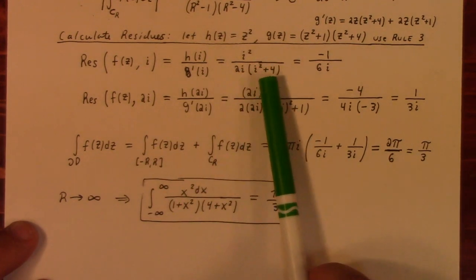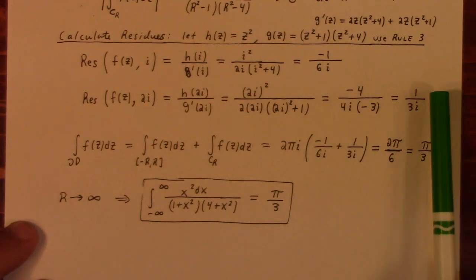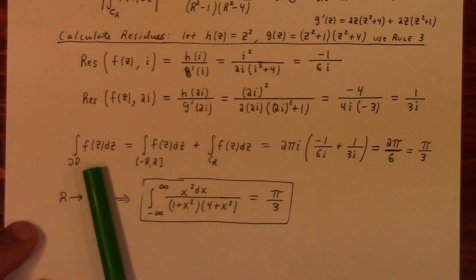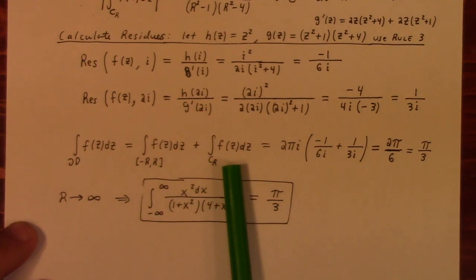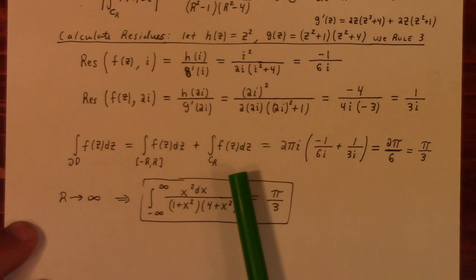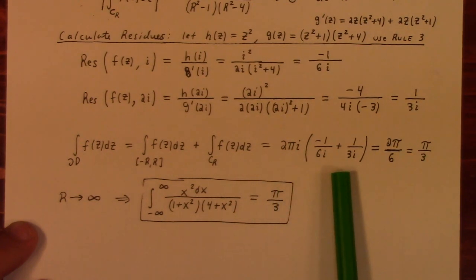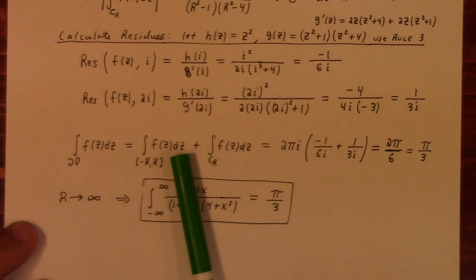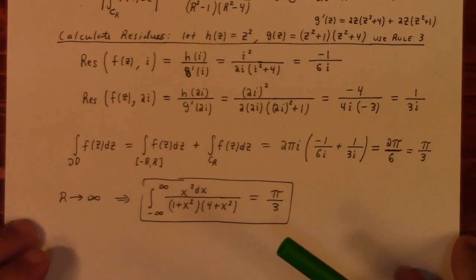So we get i squared over this, or we get 2i squared over that. It simplifies to minus 1 over 6i, or 1 over 3i. Put it all together. The integral over the boundary of the half disk is the integral along the lower edge plus the integral around the upper half semicircle. And by the residue theorem, that's 2 pi i times the sum of the residues. This works out to pi over 3. That goes to 0. This goes to the integral of interest as r goes to infinity, and there you have it. The integral is pi over 3.